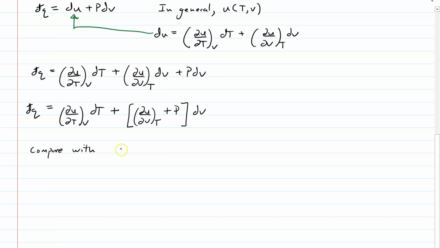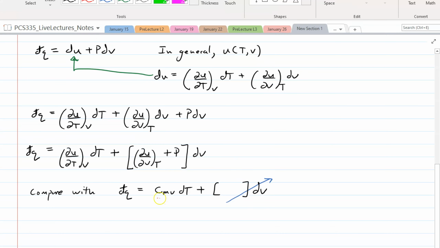So compare this with dq is equal to cmv dt plus something times dv. In other words, if the volume is fixed, dv is equal to 0, and then if I add some amount of heat and the temperature goes up by some amount dt, the thing that relates those two is cmv. So by comparing this equation with the one above it, I can see that the coefficient in front of dt is cmv, so that means this must be cmv.